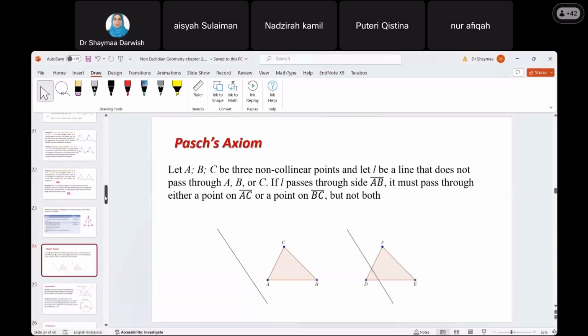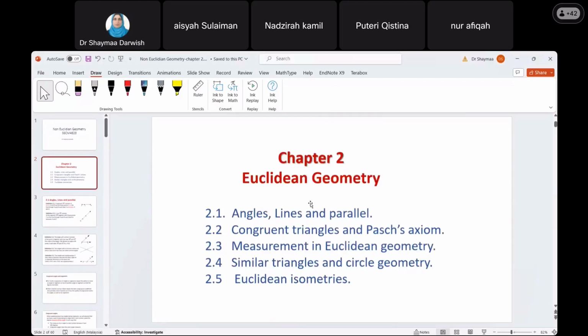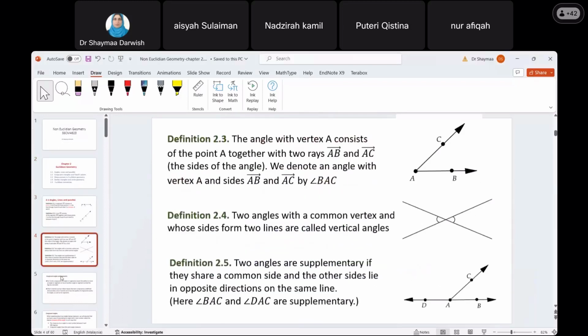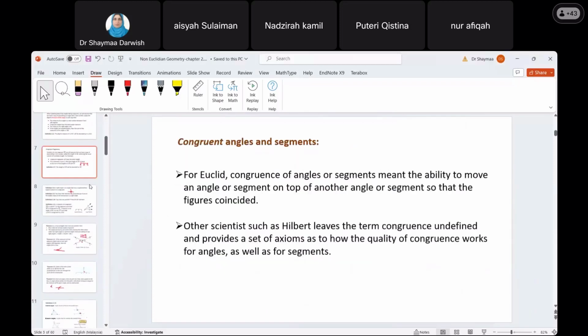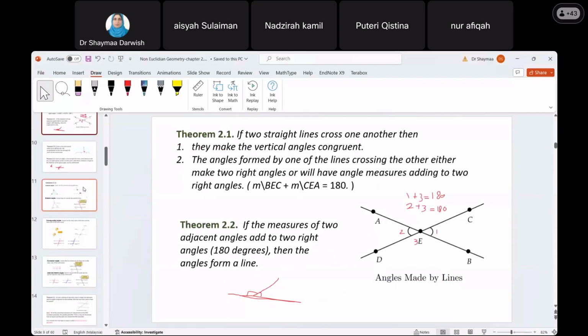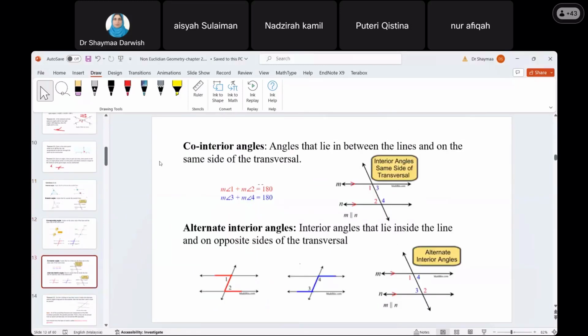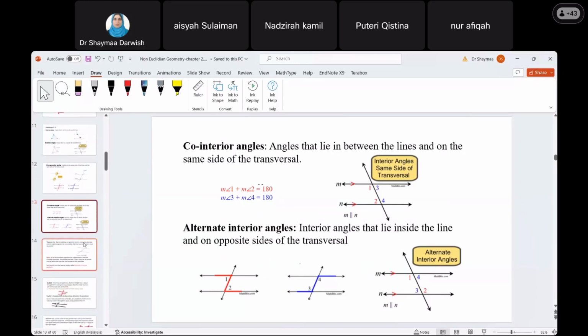Okay, in our previous class, we started chapter 2. In chapter 2, we gave some definitions about angles, lines, and parallel lines. We defined the meaning of angles, the meaning of line, and the meaning of parallel line. We gave definitions and theorems related to the vertical angle, interior angle, exterior angle, corresponding angles, co-interior angle, alternate interior angle, or alternate exterior angle. All these definitions we gave in our previous class.